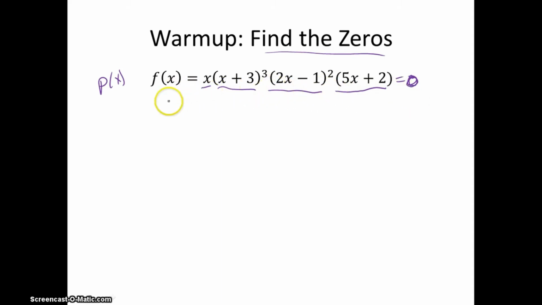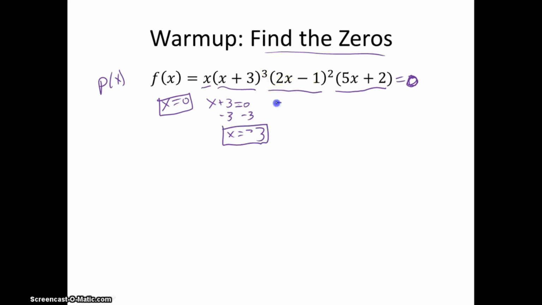So my options here are x equals 0. Well, that's one solution right away, because that's my first factor. So if x is 0, then certainly when I multiply that by these other three things, I'll get 0. Or x plus 3 could be 0. Well, if x plus 3 is 0, I can just subtract 3 from both sides, and that means x is negative 3. So that's my second solution.